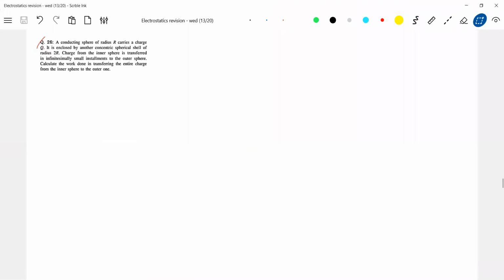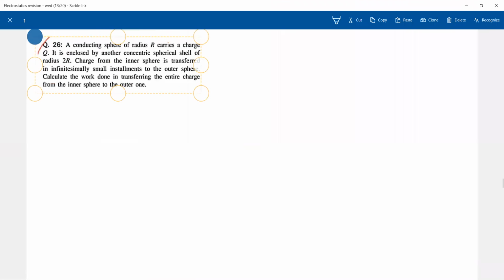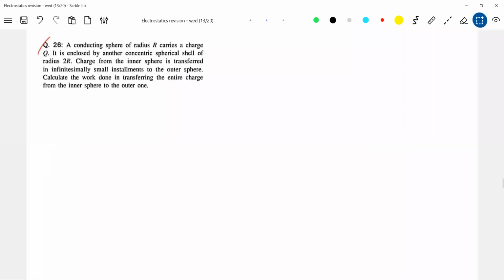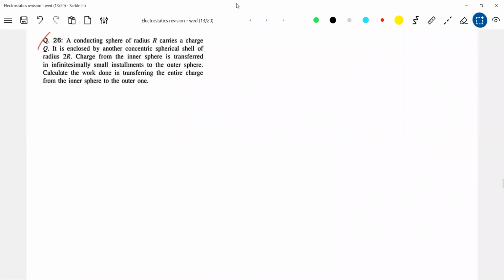And there's one more small concept I'm bringing. A conducting sphere of radius r carries a charge q. It is enclosed by another concentric spherical shell of radius 2r.